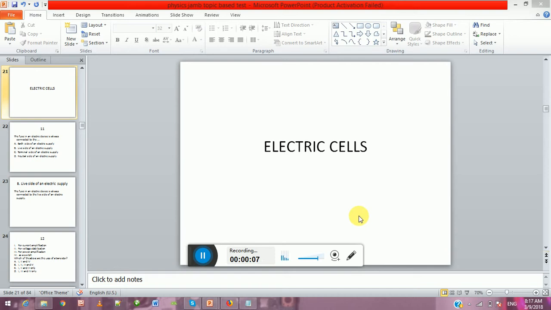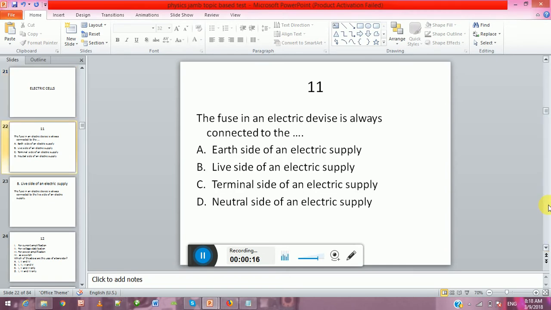Today we are going to be looking at electric cells in physics. Electric cells in physics. Now we look at the number one question.